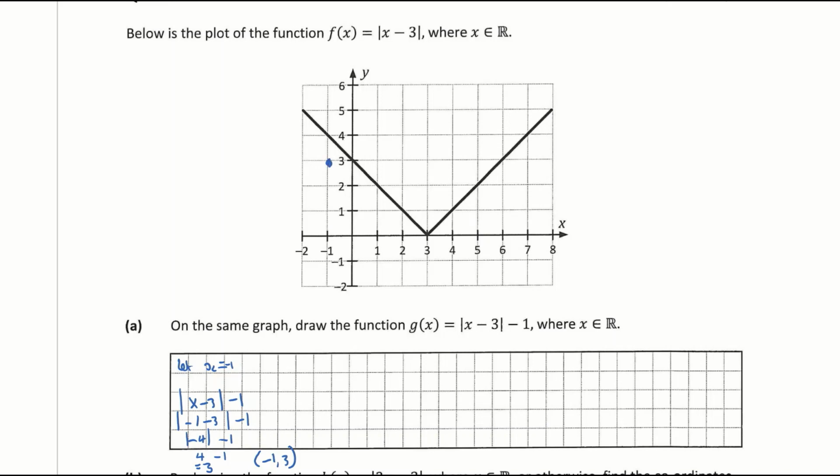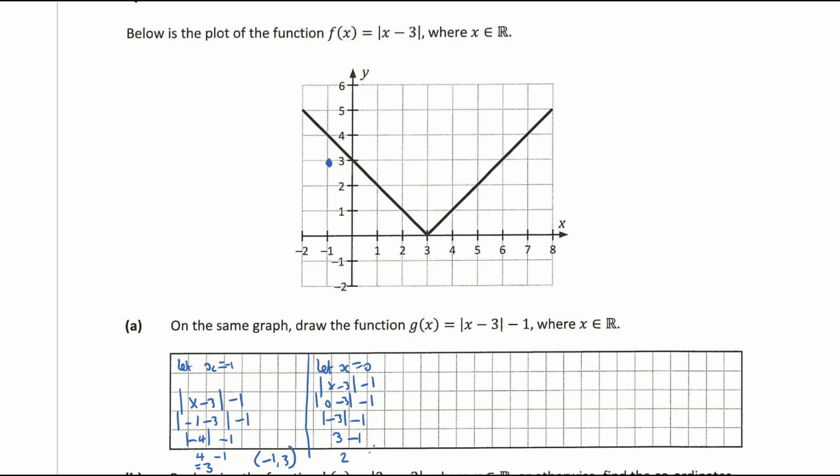Let's then try x is equal to 0. Same principle applies here. The modulus of x minus 3, subtract 1. So that'll be subbing in 0 for x, subtract 3, subtract 1. So I get modulus of -3, subtract 1. The modulus of -3 turns into positive 3, and 3 take away 1 is 2.